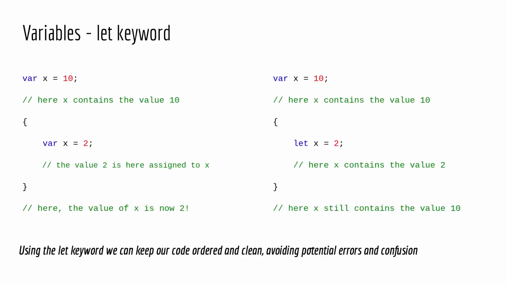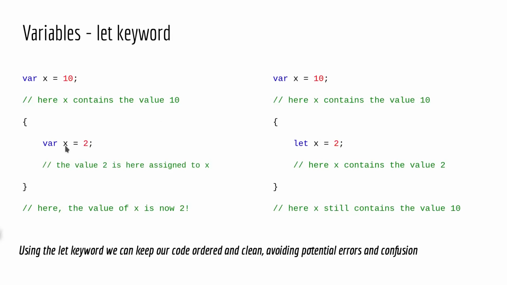This is very cool because using the let keyword, we can keep our code ordered and clean, avoiding potential errors and confusion. As you can see here, I have again two pieces of code divided in two columns, and here on the left column I've declared a variable, x, and of course here outside in the global scope, x contains the value 10, the number 10 is assigned to the variable.